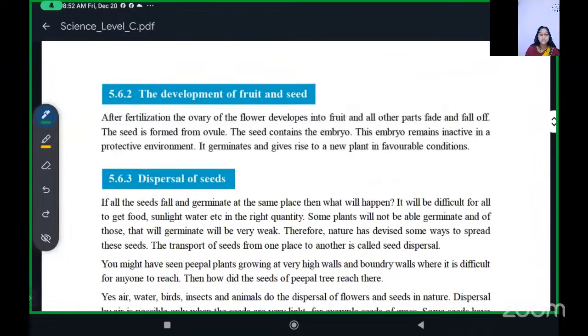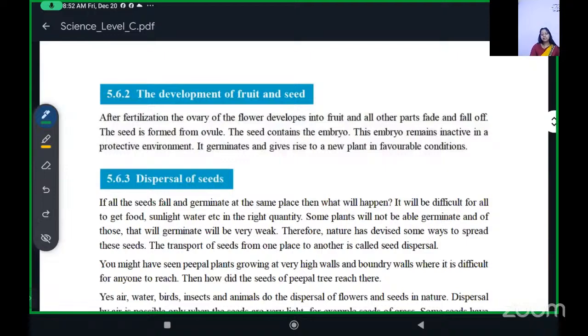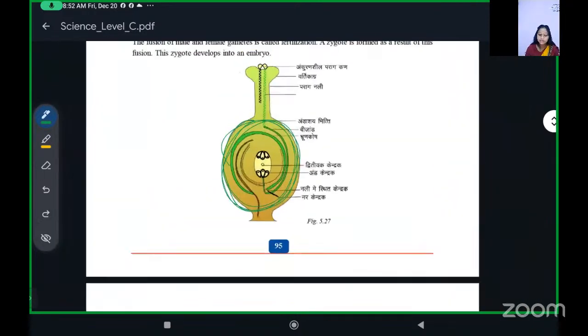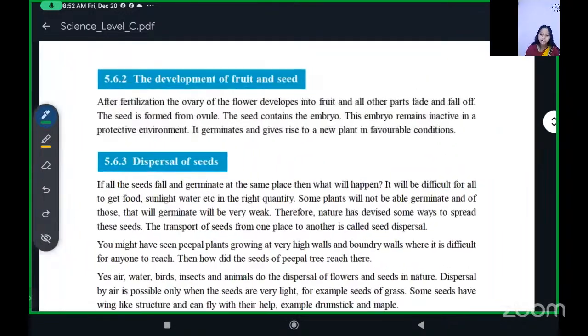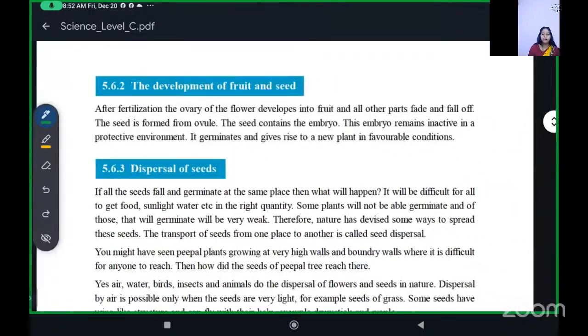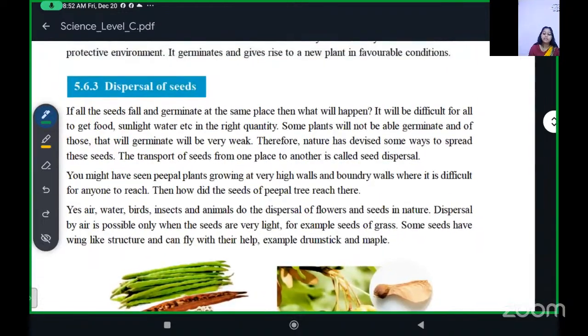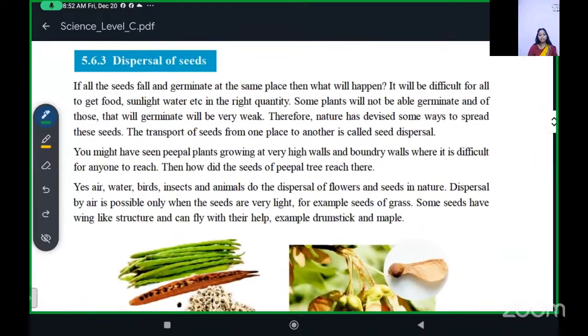The seed is formed from the ovule. The seed contains the embryo. The embryo remains inactive in a protective environment. It germinates and gives rise to a new plant in favorable conditions.